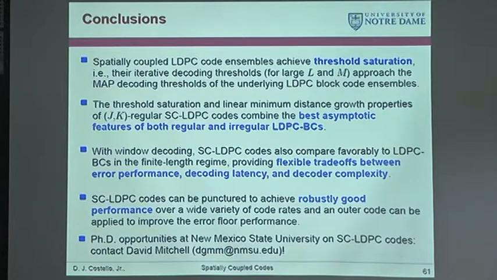And those of you that are still students, if you are interested in spatially coupled codes, I could highly recommend that you contact Dr. Mitchell, who probably knows more about the details of designing good spatially coupled codes, particularly in the finite length regime, than any of the other researchers working in this area at this time. So I'd be happy to answer questions if there are more questions.